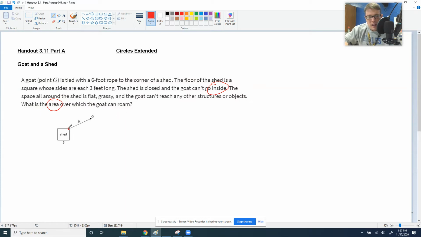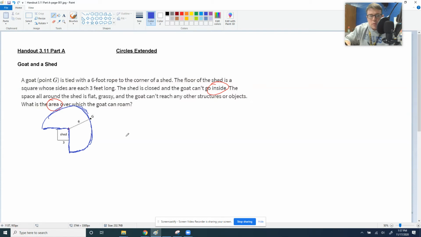All right, so it's attached here at the corner of the shed, which I'm going to draw a picture here that kind of helps me see this. So from that shed, it can go down 6 feet this way, which is right about there. And from this corner, it can go over 6 feet this way. So that gives the goat roamage in this circle area right here, which looks like an upside down Pac-Man.